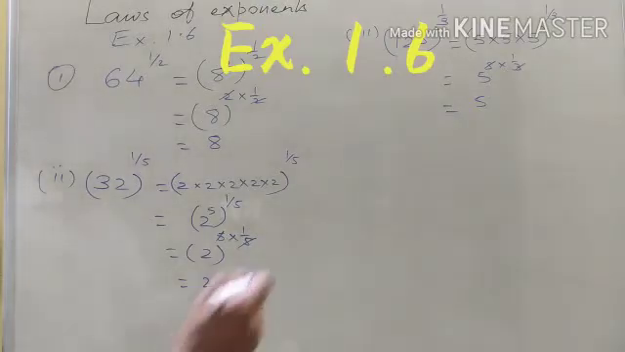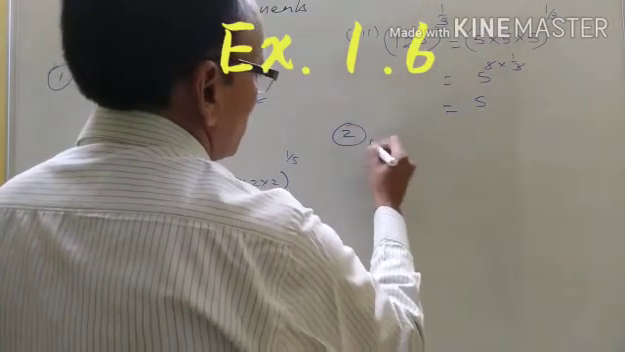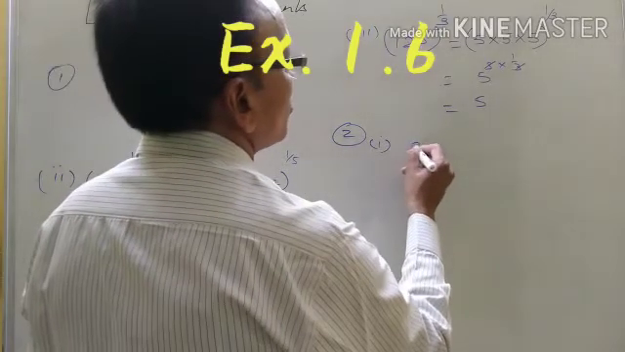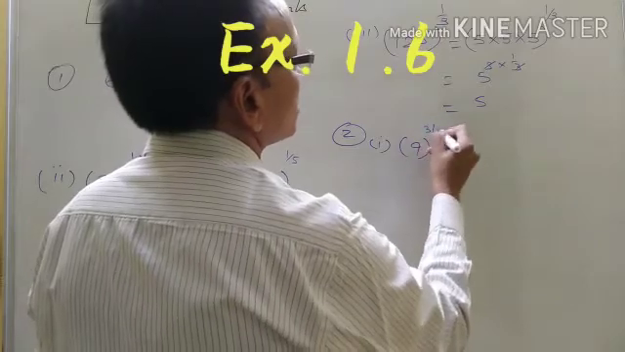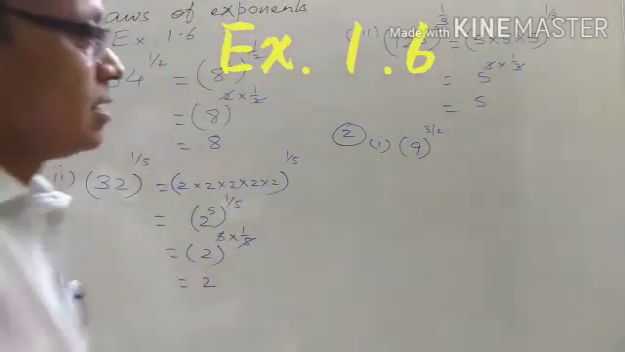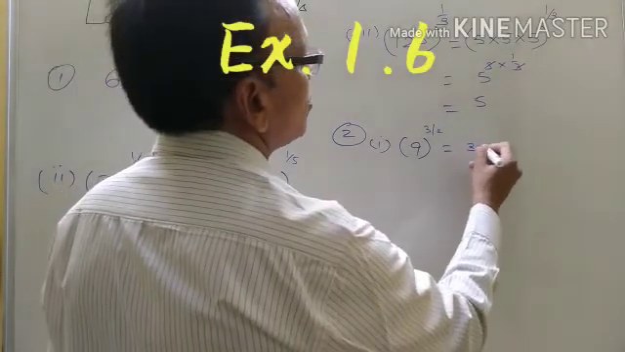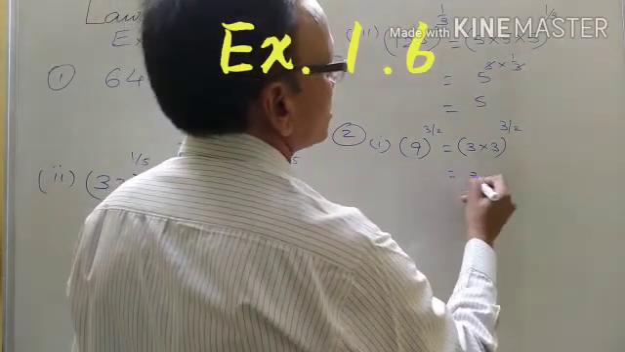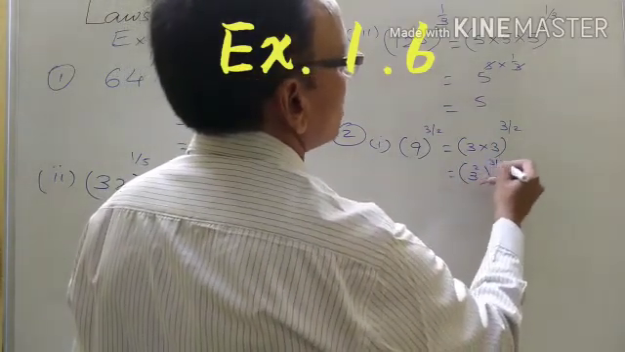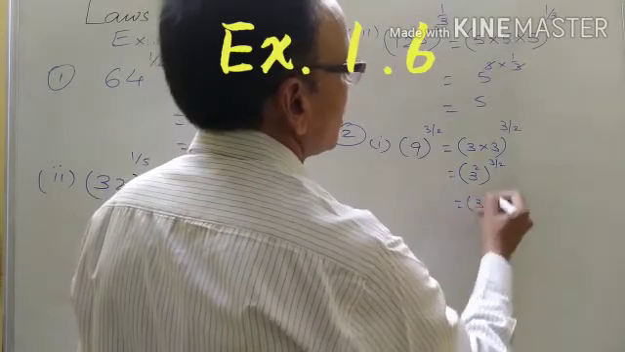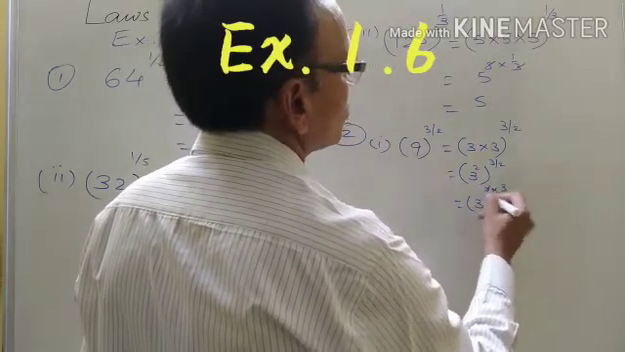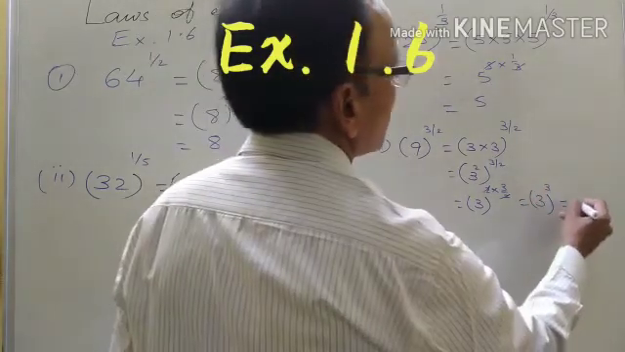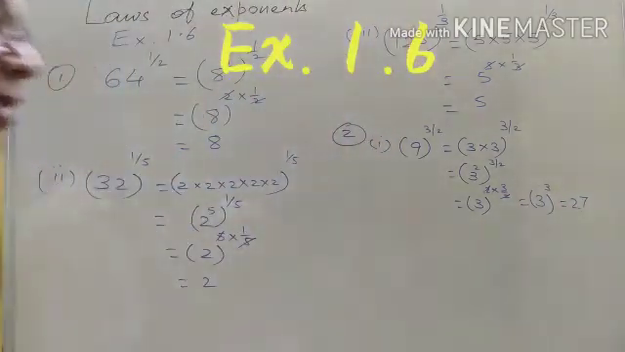Then we consider the second question. In the second question, find 9 to the power 3 by 2. We will simplify this. We know that 9 means 3 into 3. This power is 3 by 2. So it becomes 3 to the power 2 to the power 3 by 2. It becomes 3 to the power 2 into 3 by 2. This 2 cancelled. So the result becomes 3 to the power 3, and 3 to the power 3 means 3 into 3 into 3, 3 times.